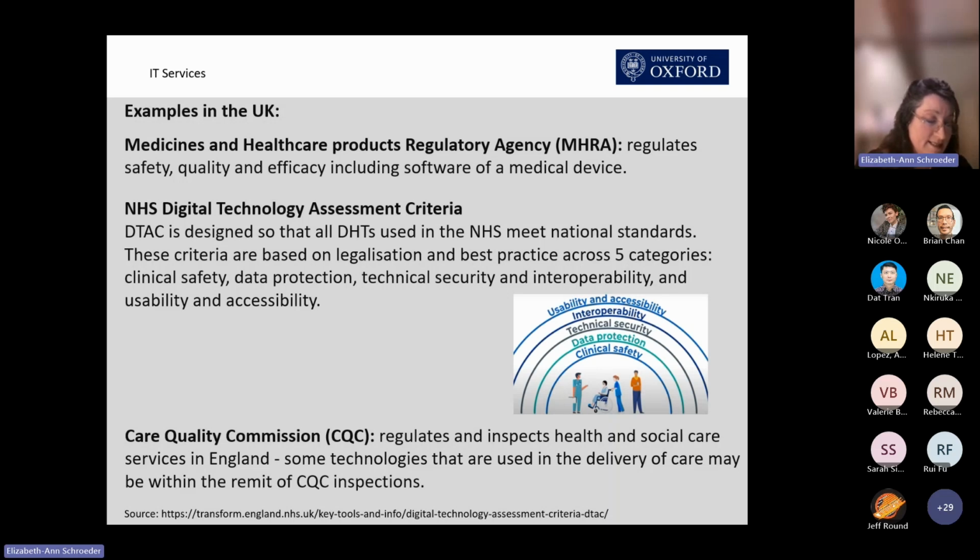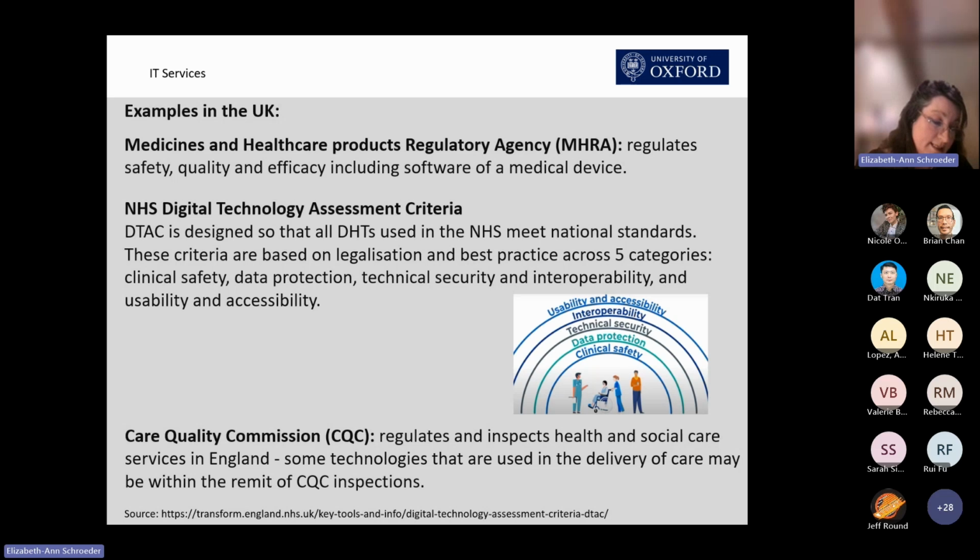Then we have NHS DTAC, which provides national standards of DHIs across 5 categories. These categories cover clinical safety, data protection, technical security, interoperability, and usability and accessibility. And DTAC approval is required before there can be any progression to submission to NICE.